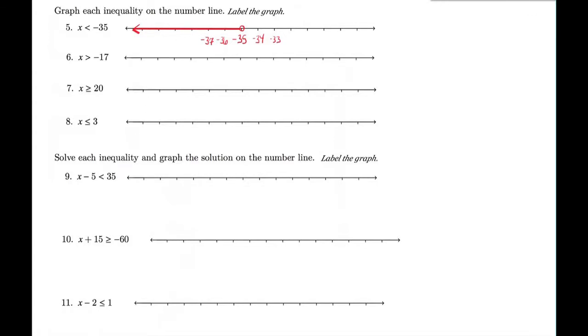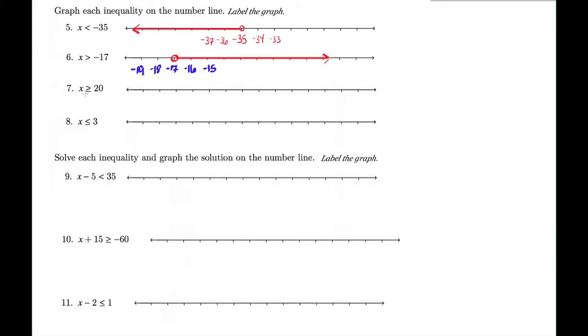Okay, next one, I'll do this in blue. X is greater than -17. Alright, so I go to -17, put an open circle, and it's going to be all values greater, so that's to the right.